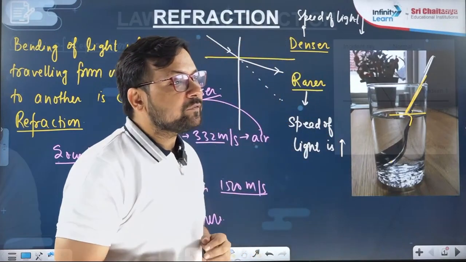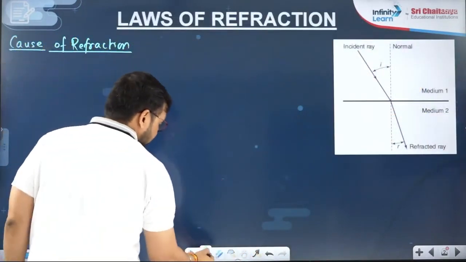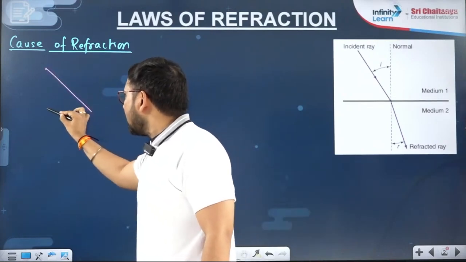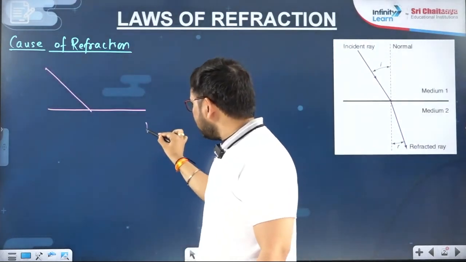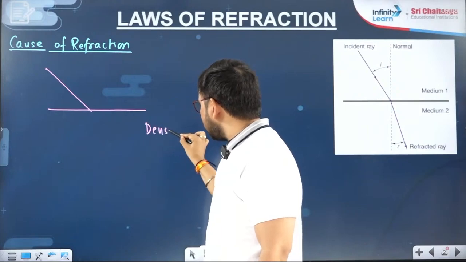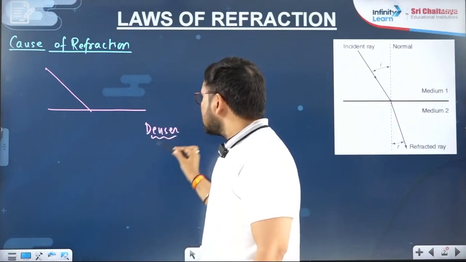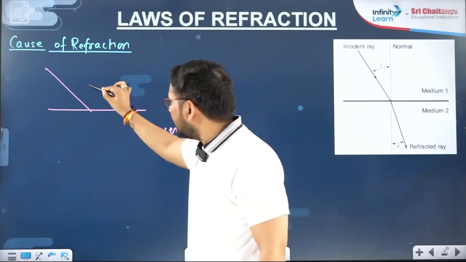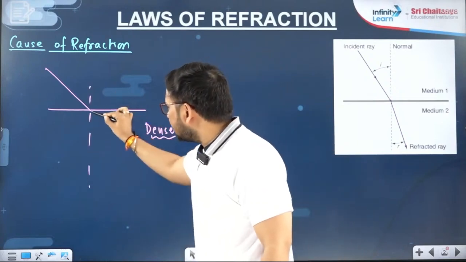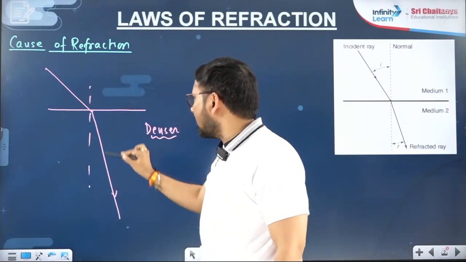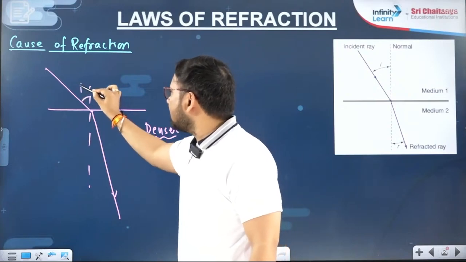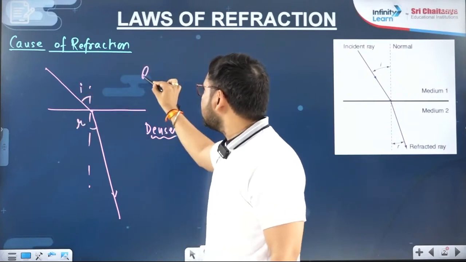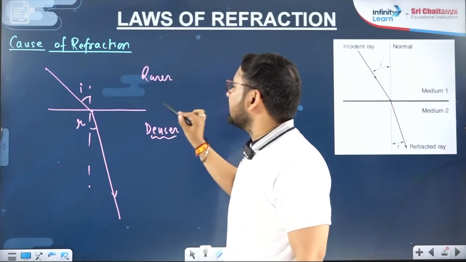In the second slide, what is the cause? Speed. When light is coming from a source onto an interface, and below the interface a denser medium is there, it slows down. When it slows down, it will change its path, right? It will come here towards the normal. This angle is I, that angle is R. This is the rarer medium, and that is the denser medium.